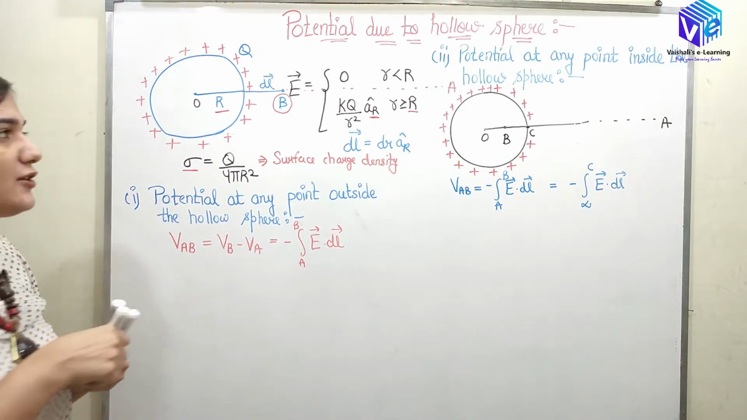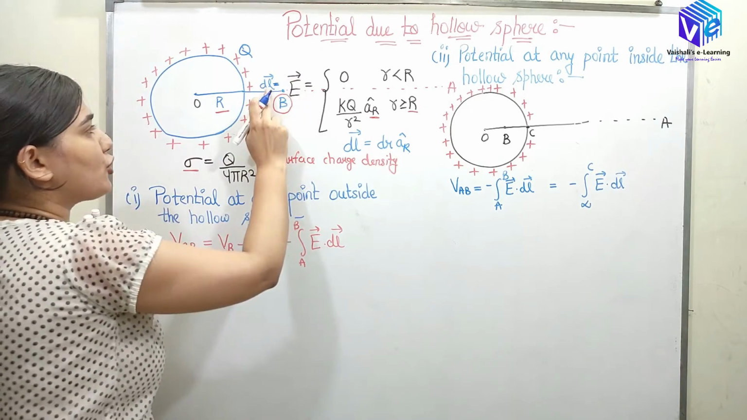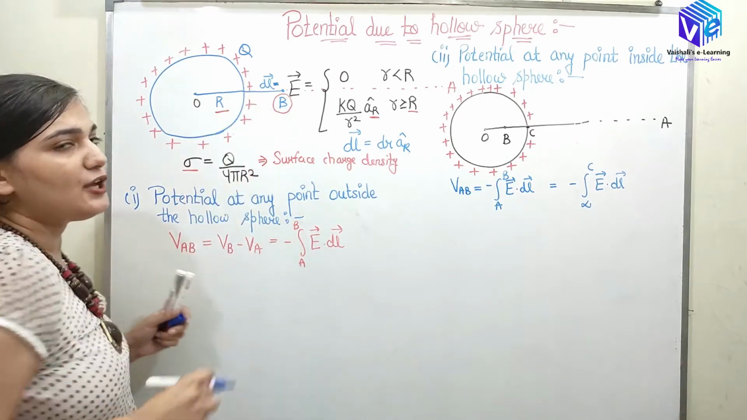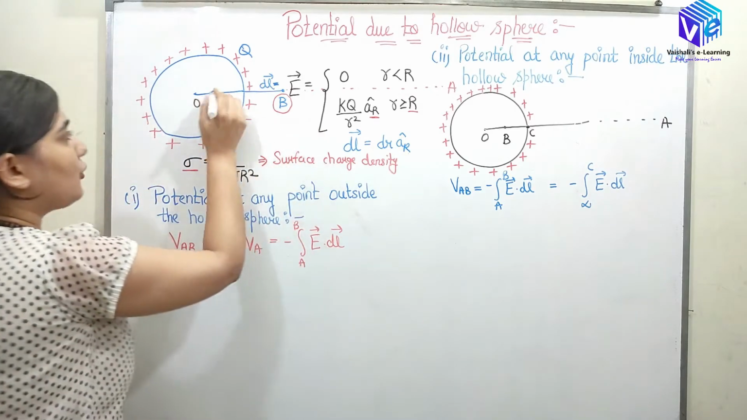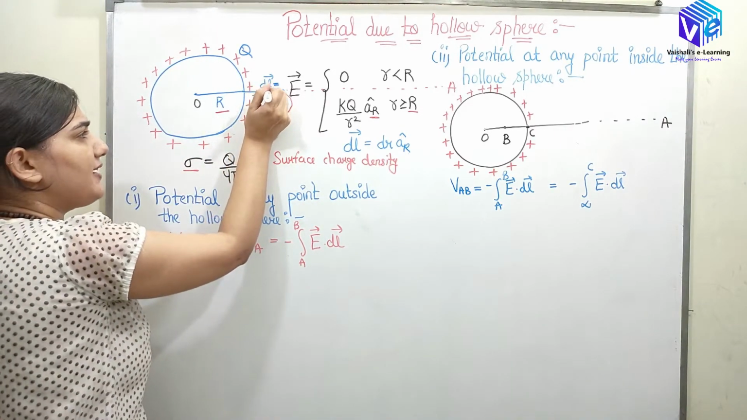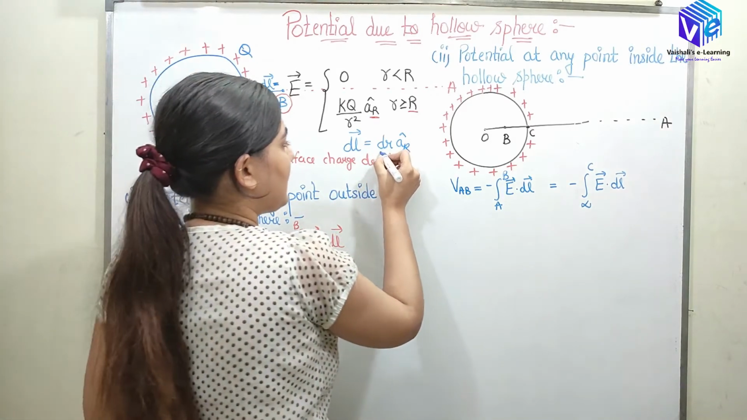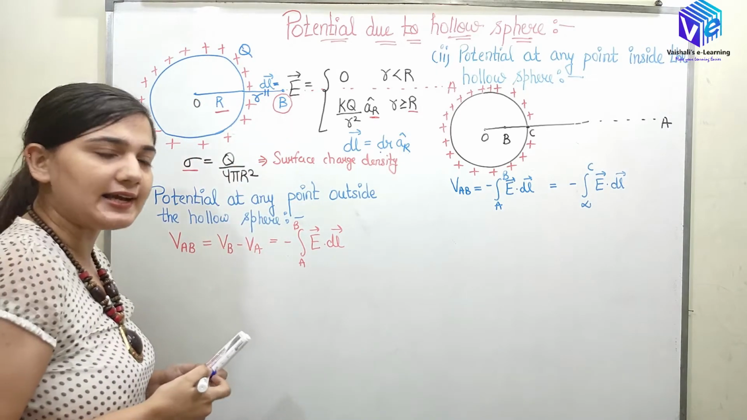Now coming to the infinitesimal portion of this length. Let's talk about this dl. This dl will be equal to dr a_r. The overall distance is small r. If I take some infinitesimal portion over here, it will be represented as dr a_r. The direction is the same as that of the electric field.